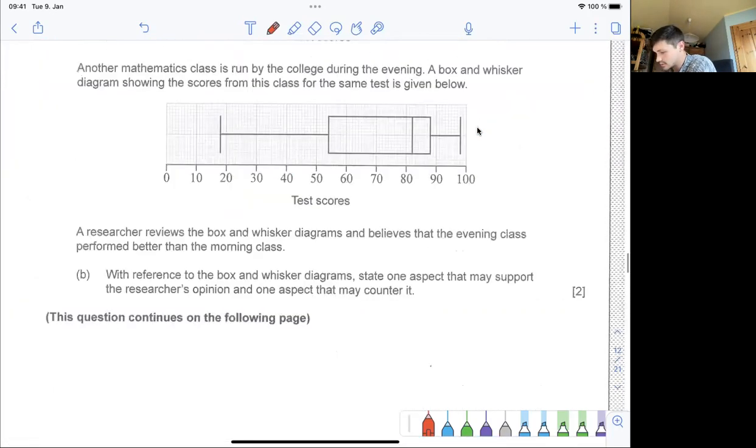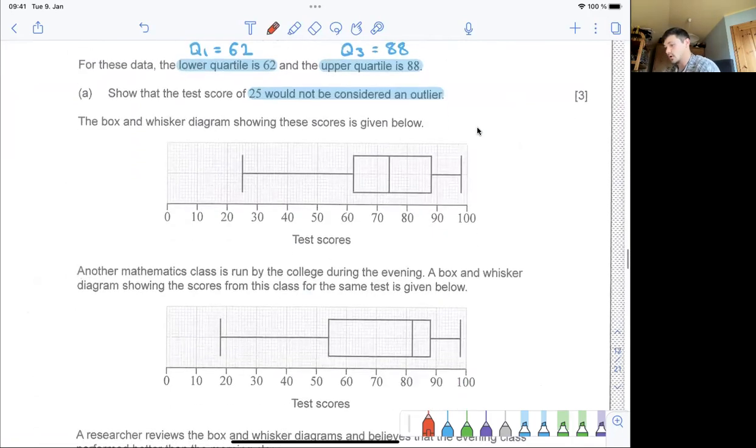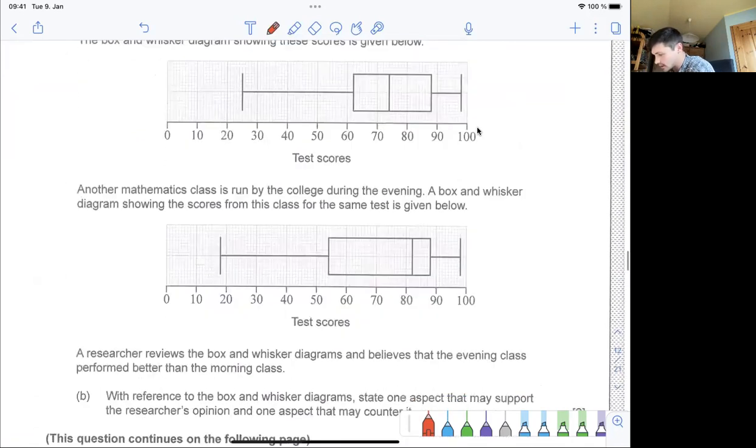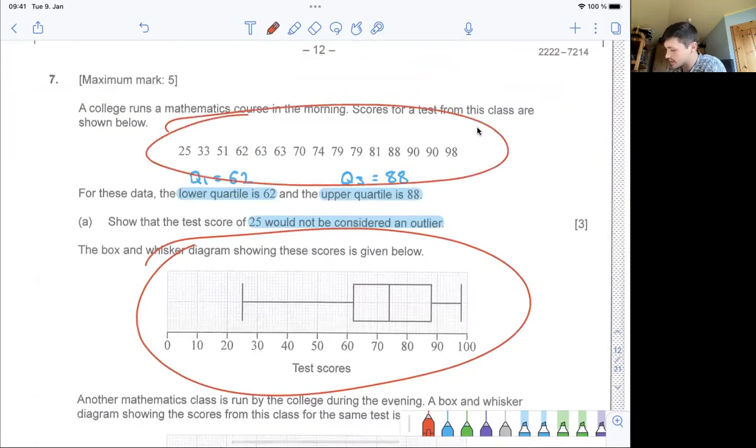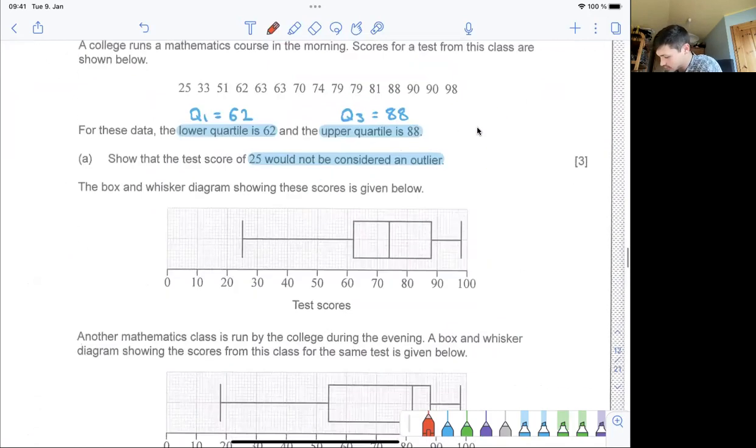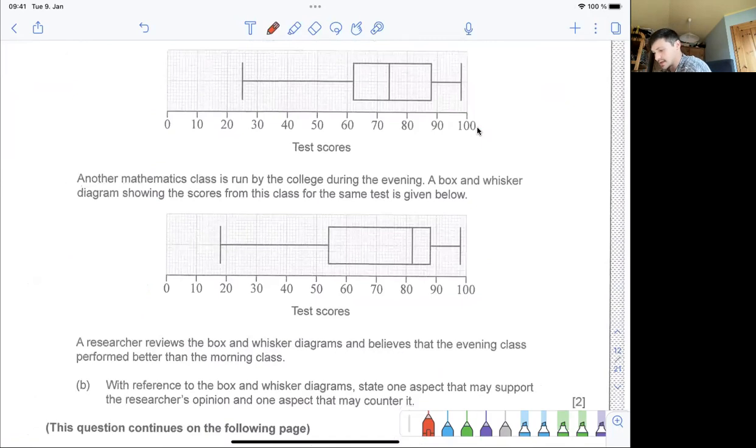All right, what have we got? The box and whisker diagram showing these scores is given below. So that box and whisker diagram is from this data set up here. Another mathematics class is run by the college during the evening. A box and whisker diagram showing the scores from this class for the same test is given below.